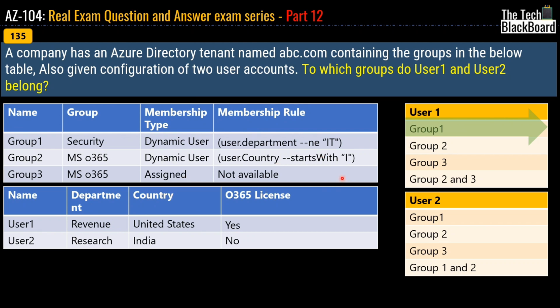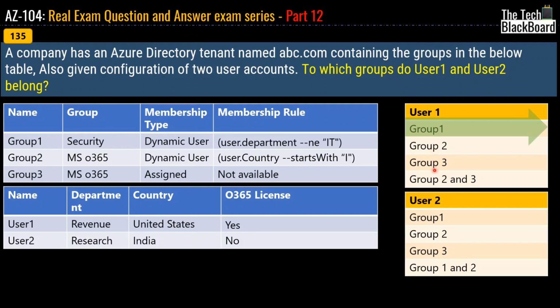However, let's see why it is not selected in group 2, because the group 2 membership rule says that user.country starts with I. So we can see that for user 1, the country name is United States, which definitely does not start with I. That's why it will be picked up only in group 1.